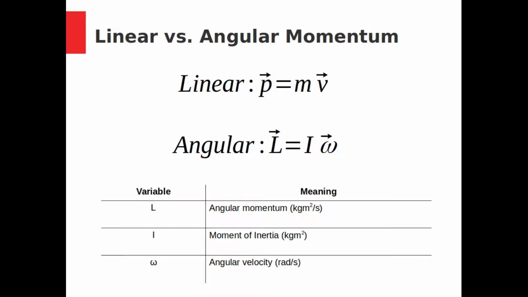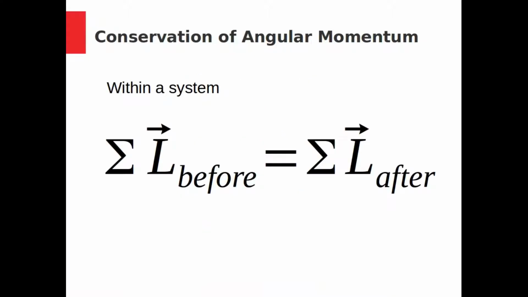Just like angular velocity, we will use the convention that an object rotating counterclockwise has positive angular momentum, and an object rotating clockwise has a negative angular momentum. Your book discusses many interesting connections between angular momentum, linear momentum, and torque. In the interest of time, we will just look at how to solve puzzles using conservation of angular momentum.